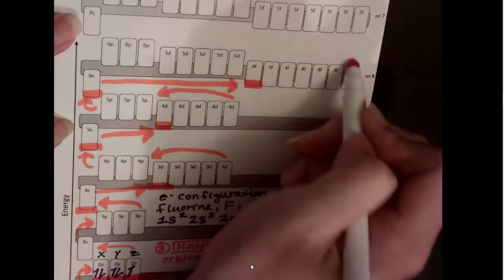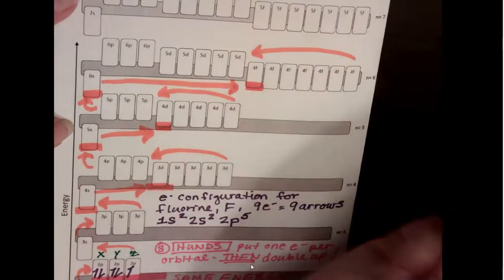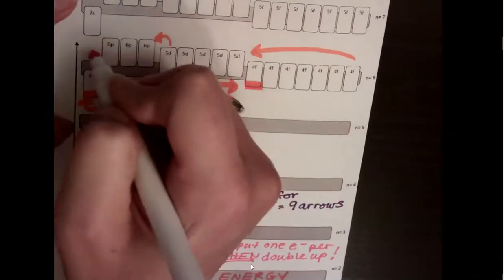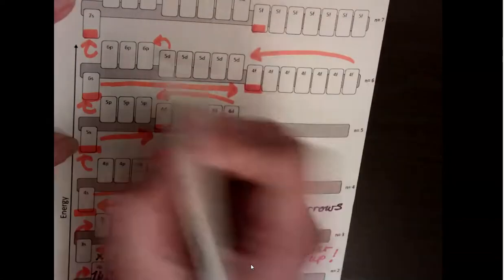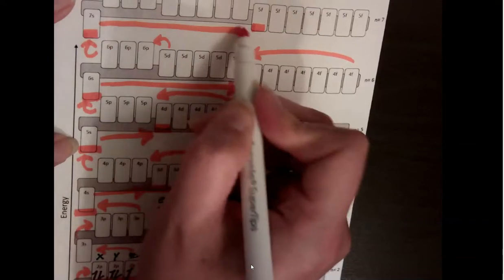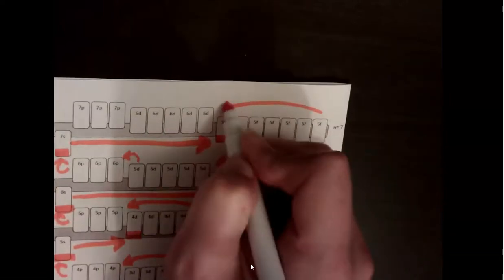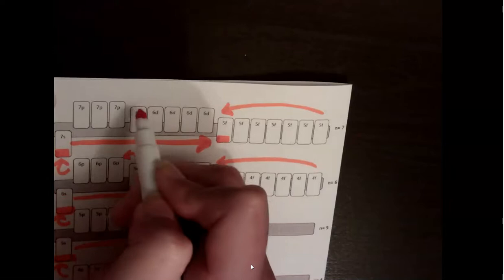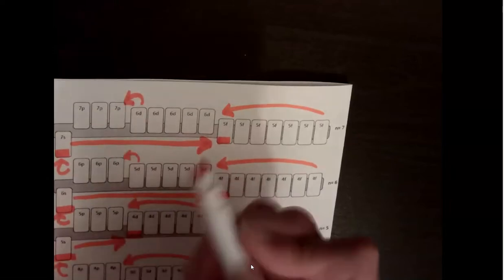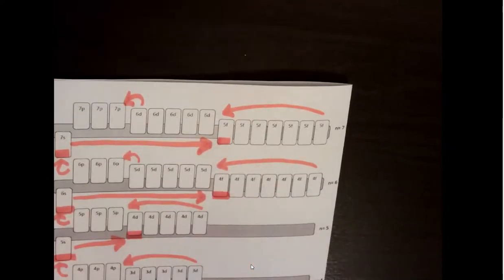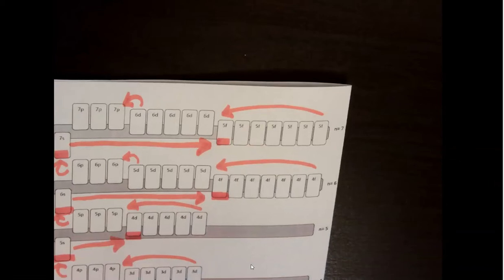After 4f is 5d, 6p, 7s. From 7s, then we go to 5f. Once 5f is full, then we do 6d, and then at the very end, we would do 7p. And as of now, that's where we stop. Who knows, maybe in a few years, they add some new things that they've discovered, and we add some extra orbitals, but for now, that would be the end.